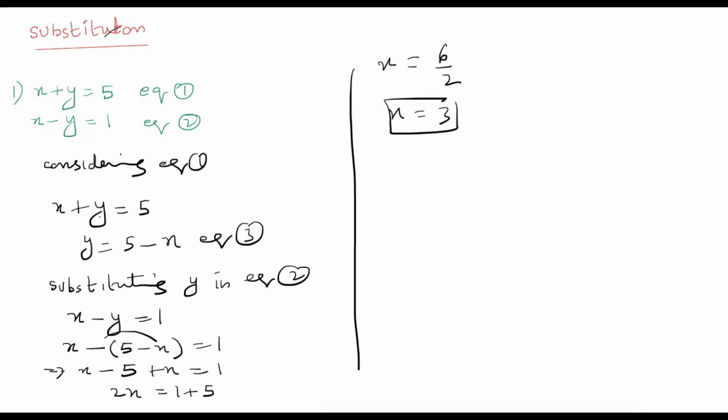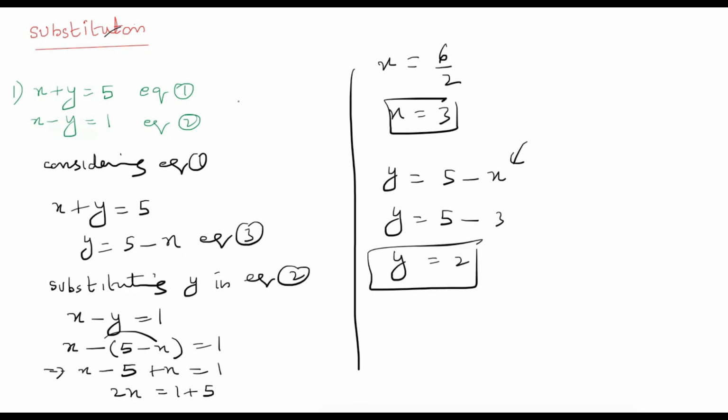Now I'll substitute this value of x in equation 3. That's why I was focusing on this equation, because later on you need to put the value. So my third equation is y is equal to 5 minus x, and now in place of x, I'll put the value 3. So y is equal to 2. So now you see that we got both the values of x and y easily. This is how the substitution method works.